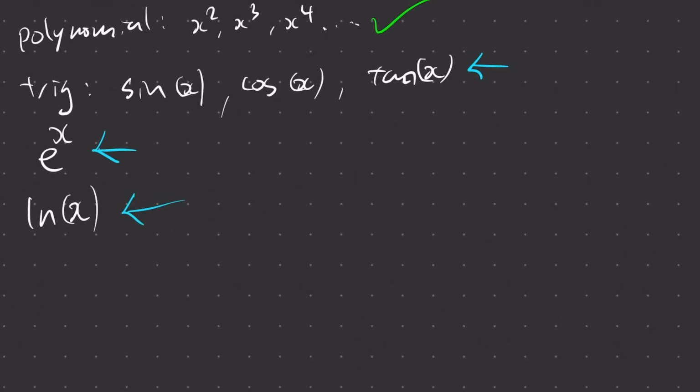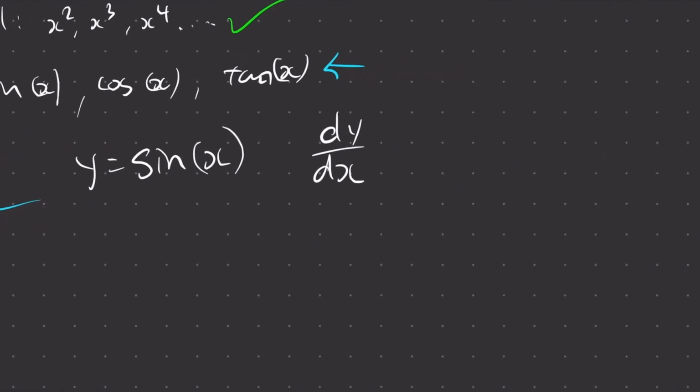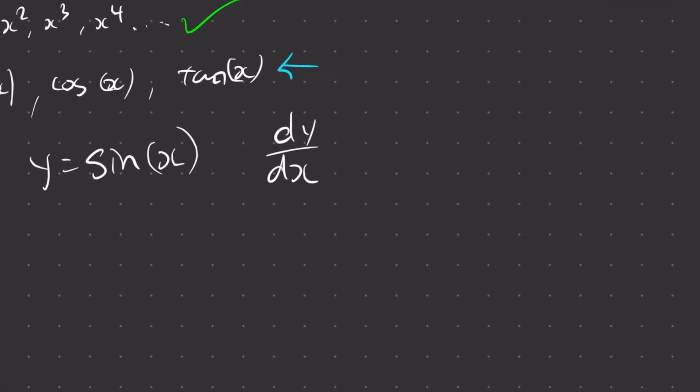So we learned polynomial differentiation already. Now onto trig. What is the derivative of sine x? If I want to find the derivative of sine x, how do I write it? Officially, it's dy over dx. So if I say y is equal to sine x, then dy over dx is equal to f prime of x. The derivative of sine x is cosine x.